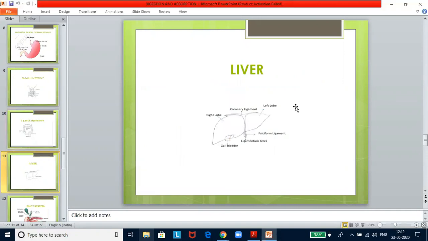So the liver, if you look at the liver as the function, it is the largest gland in the body, weighing about 1.5 kilos in an adult, lying immediately under the diaphragm and below the right ribs. The liver consists of two lobes. The left lobe forms about 1/6 of the liver, whereas the right lobe makes up the remainder.